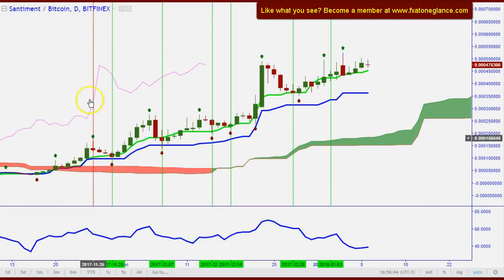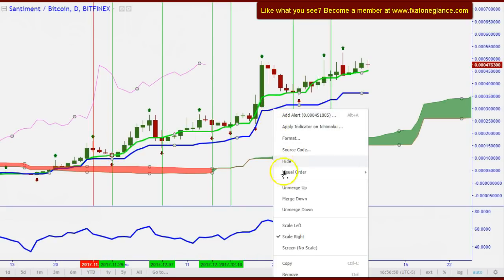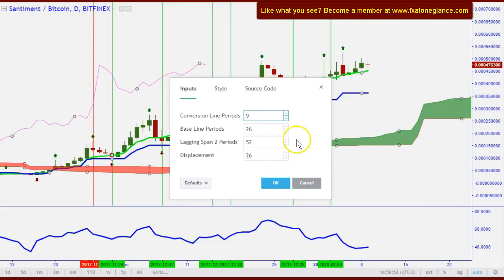And this is the TK crossover in the red. We want to get that crossover because that's what we're following. So we're going to change these settings. All right, we're going to change them to what other traders say we should change them to.